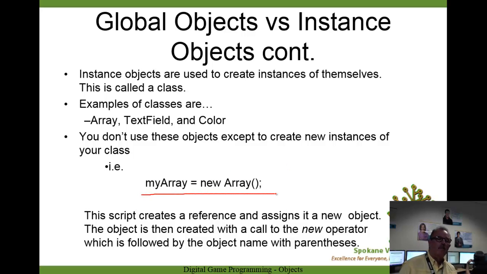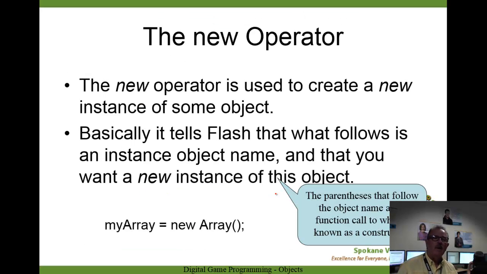Here's an example right here. This is one that we've seen several times before: myArray equals new Array. So what's happening here is that this script creates a reference and assigns it a new object. The object is created with a call to the new operator, followed by the object name with parentheses. The new operator is really used to create a new instance of some kind of object. In other words, it's telling Flash that what follows is an instance object name, and that we want a new instance of that object. The parentheses that follow the object name are referred to as a constructor. Simple as that.